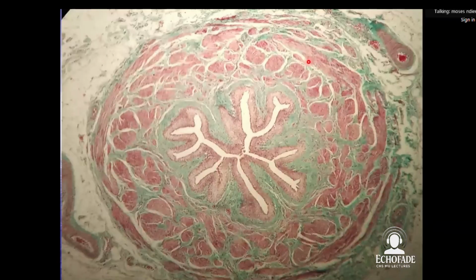This is the ureter. You look at the lumen, it is stellate in shape, and this is because the muscles have contracted. So it is stellate, and the epithelium here is transitional epithelium.